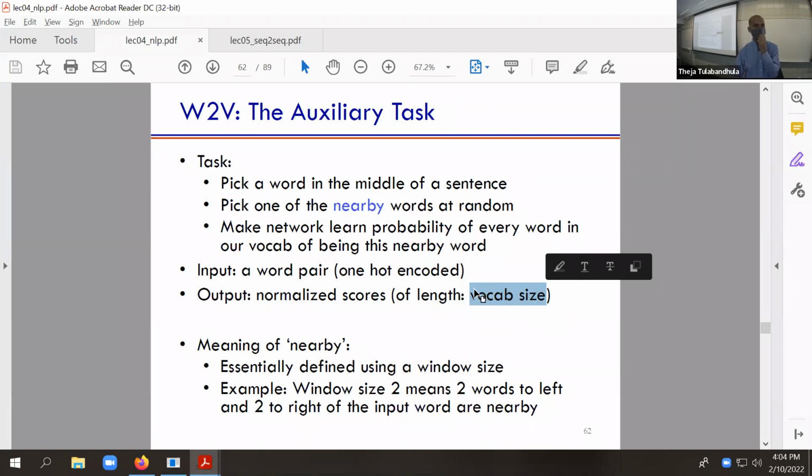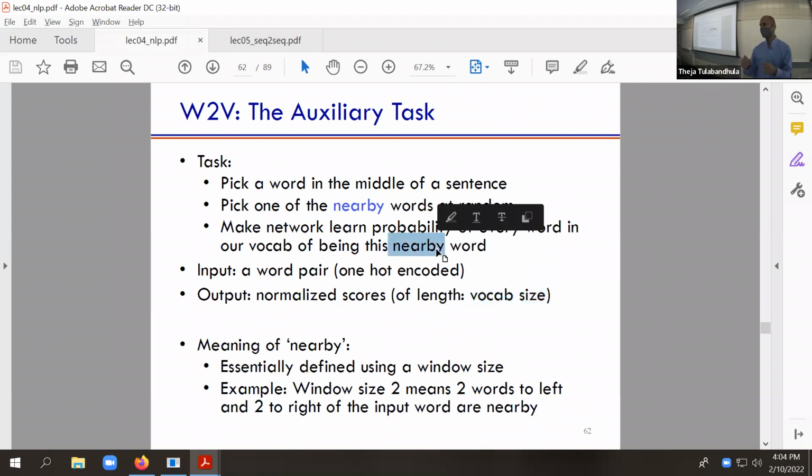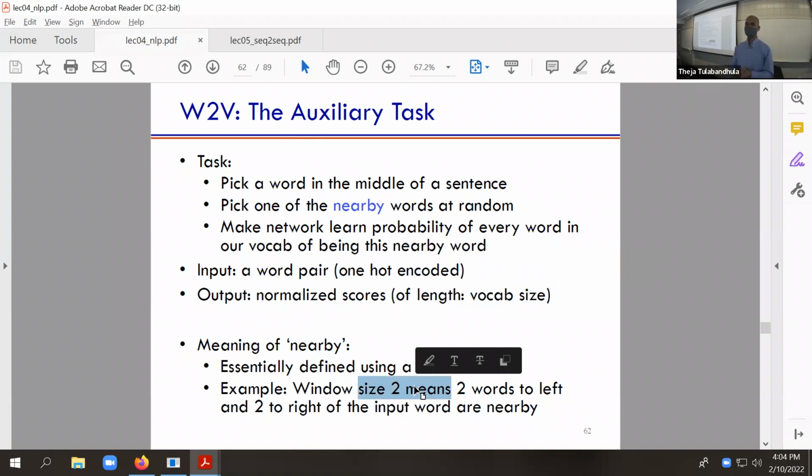And what do you want? You want to ensure that the nearby word, at least in training data, whichever nearby word it was, the probability for that word is higher, hopefully higher than any other word. Is the task kind of clear? We'll look at an example in the next slide. Nearby just means words which are +2, -2 next to this word. Those are nearby words.